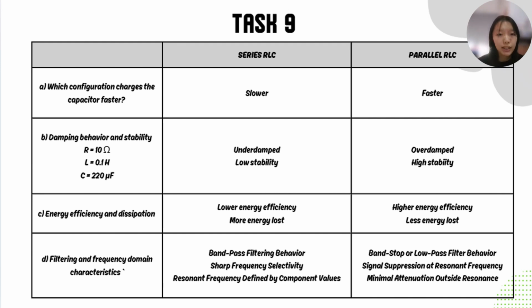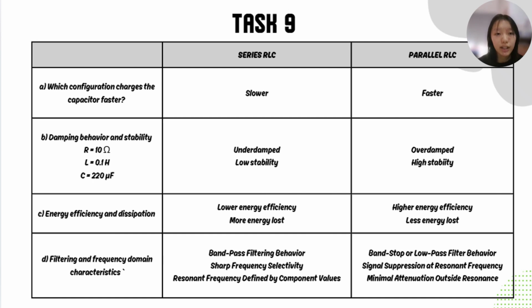For damping and stability, as covered earlier, the series RLC is underdamped and it exhibits oscillation, reducing the stability. In contrast, the parallel LC is overdamped and reaches steady state more quickly and reliably with no overshoot. For energy efficiency, the series configuration is less energy efficient because the energy is repeatedly exchanged and lost through resistor heating. The parallel LC conserves energy better with smoother transitions and minimal resistor losses.